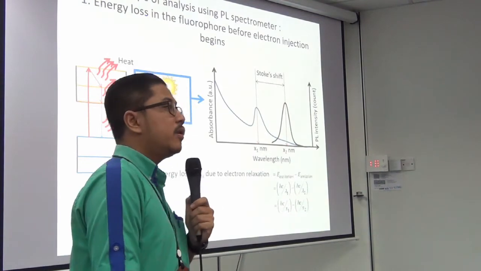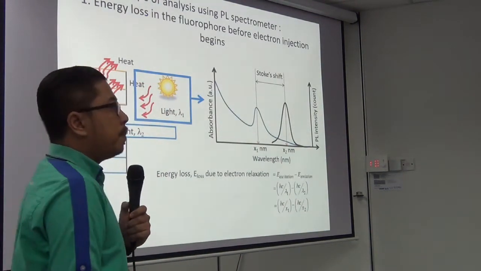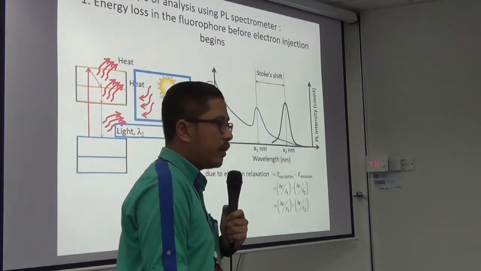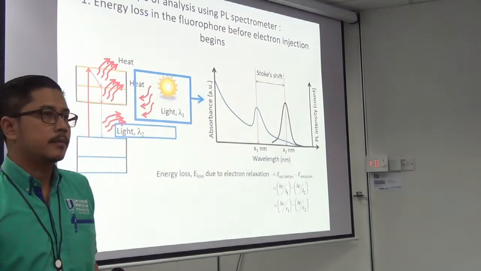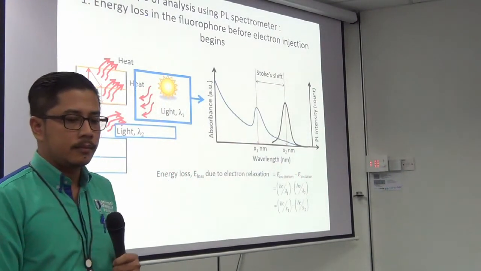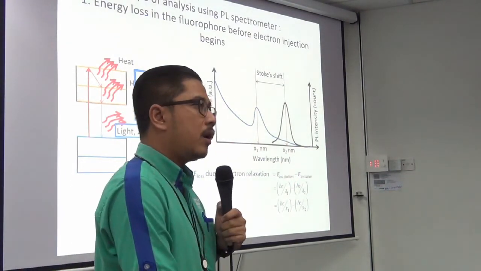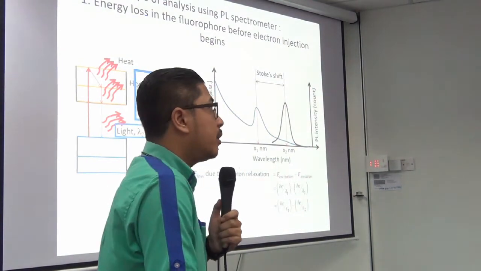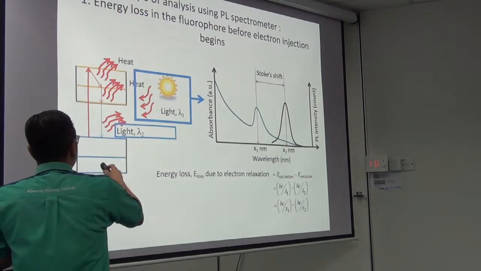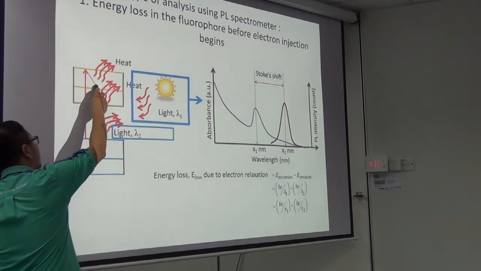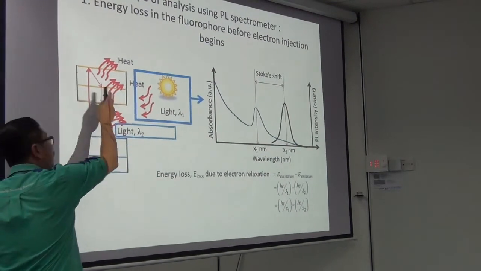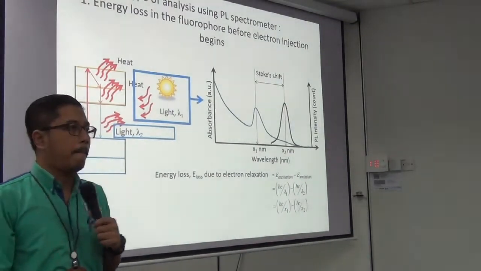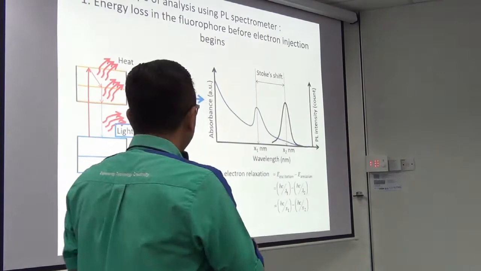This is energy loss due to electron relaxation. Besides electron relaxation, what else? The source of energy loss that you could think of. Energy loss in our quantum dots, in our dye, could be due to the electron relaxation. Electron is being excited to the higher energy level, then it relaxes to the first LUMO and second LUMO, and energy loss is heat. What other source of energy loss could you think of besides these two relaxation?